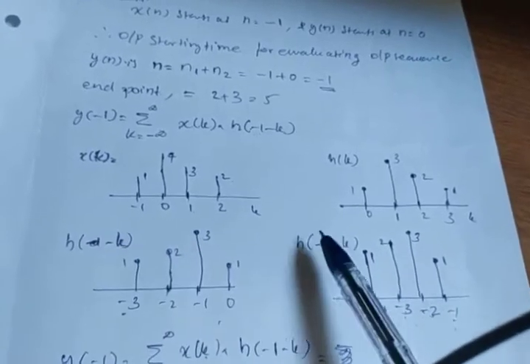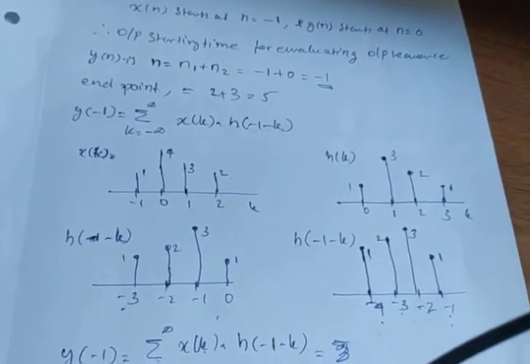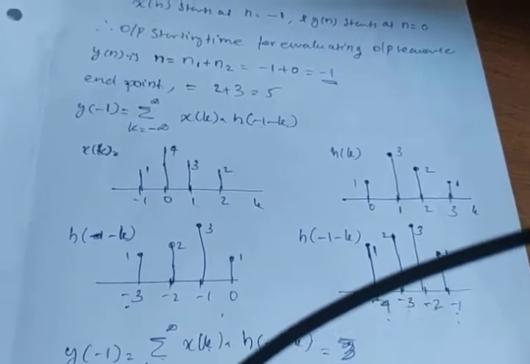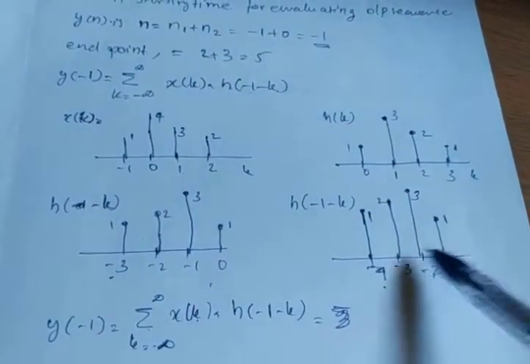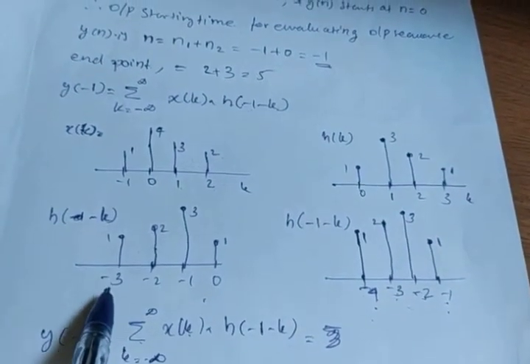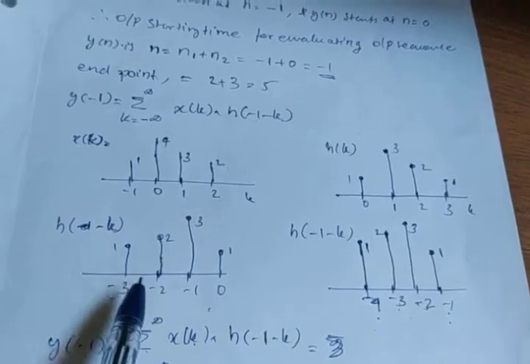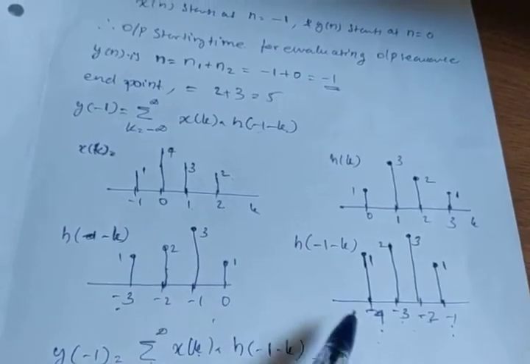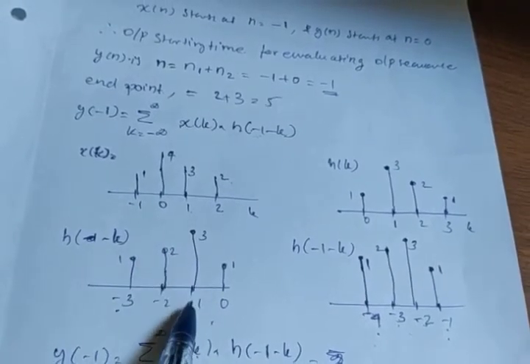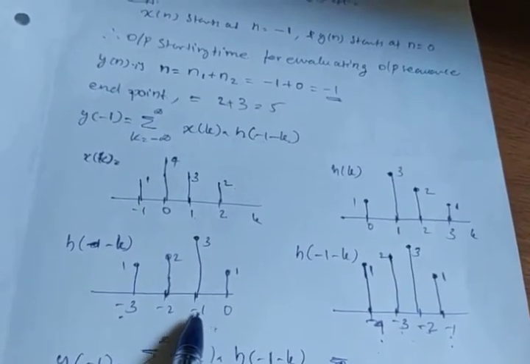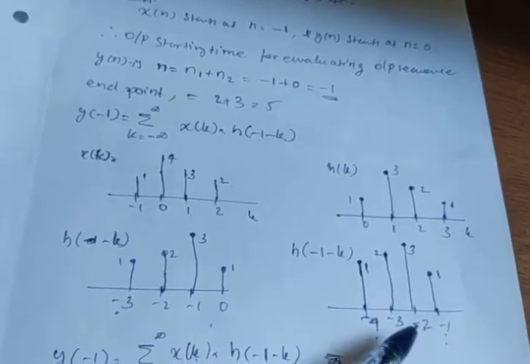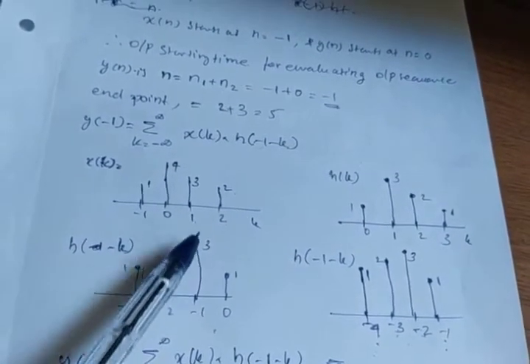Now you have to put minus 1 minus k. Minus k you know, now we have to add minus 1, so add minus 1 to each and every time. Minus 3 plus minus 1 is minus 4, so at minus 4 the amplitude is 1. Minus 2 minus 1 is minus 3, amplitude is 2. Then minus 1 minus 1 is minus 2, and the amplitude is 3.